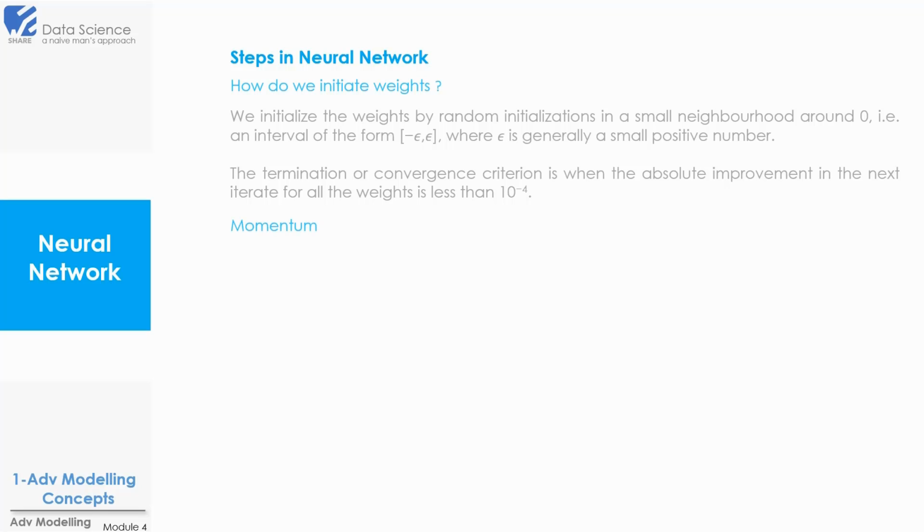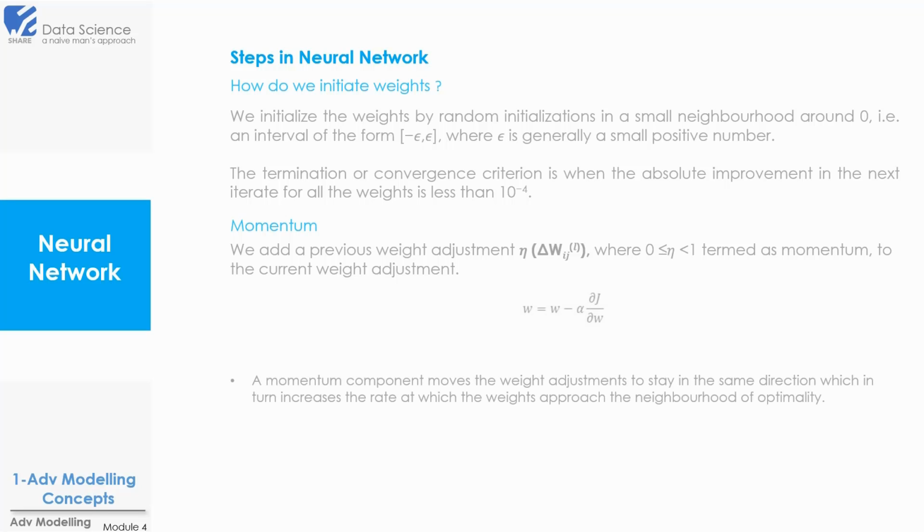Then we introduce another term called momentum. It has been observed that the step of updating weights can be made more powerful if we add a fraction of the previous weight adjustment. This is known as momentum. So in our weight formula, we add a term eta multiplied by the previous weight adjustment. Eta will always lie between 0 and 1. That is how we introduce the momentum term. The purpose of the momentum component is to keep the weight adjustment moving in the same direction, which in turn increases the rate at which the weights approach the neighborhood of optimality. So in short, momentum expedites the process of optimization.